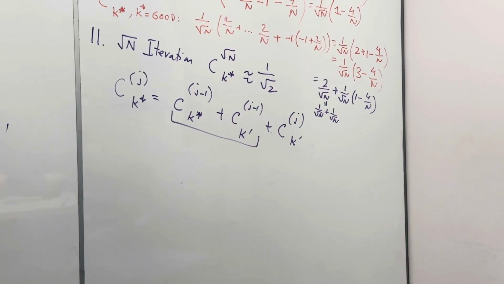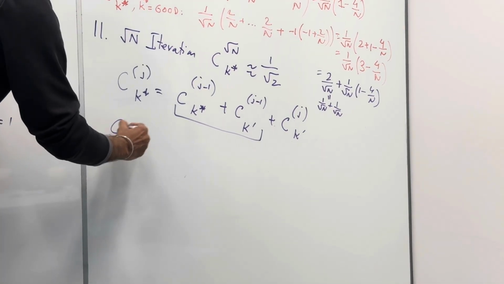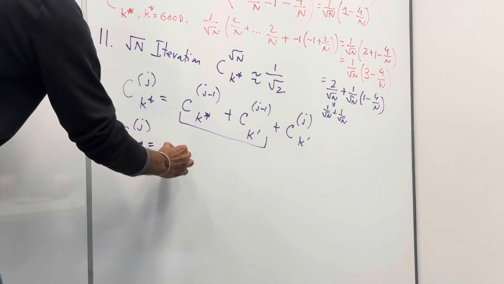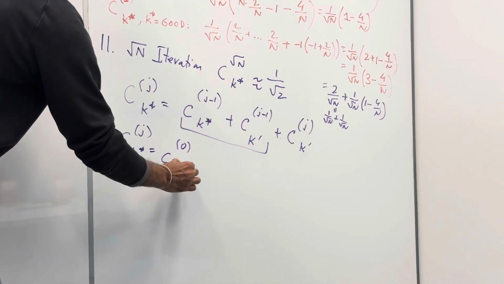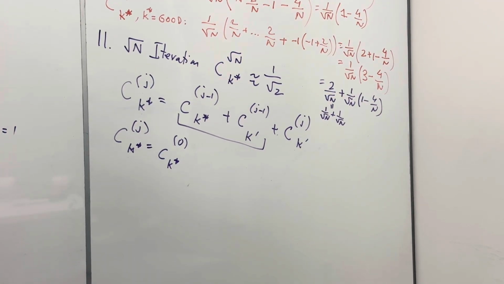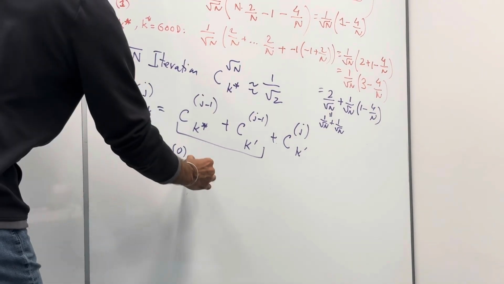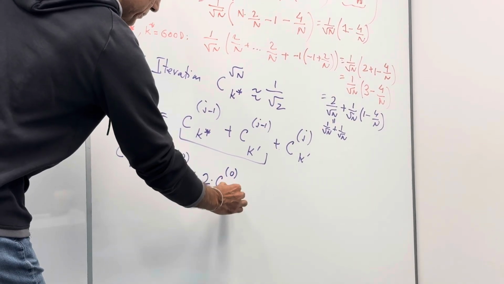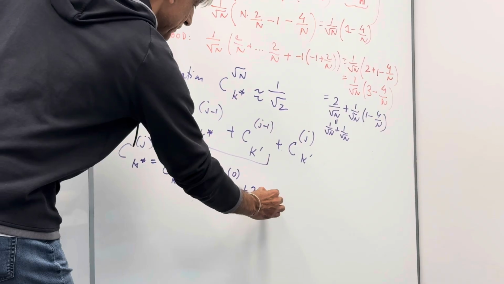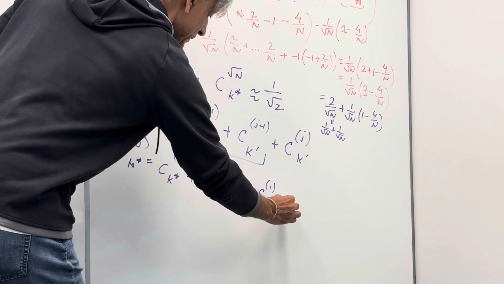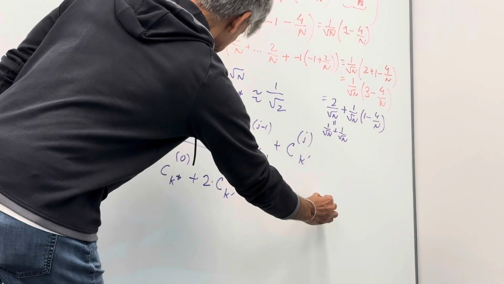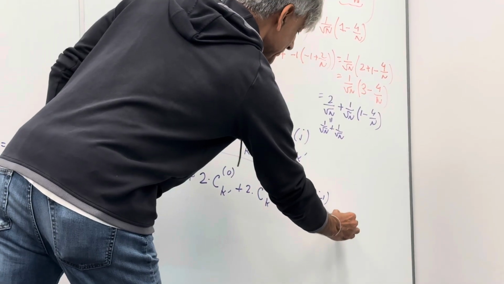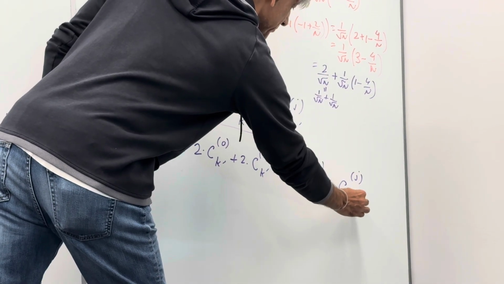What it is saying is, if you write this iteratively, Cj k star is C0 k star, its initial term, plus 2 times C0 k prime, plus 2 times C1 k prime, plus all the way C to the j minus 1 k prime 2 times, plus this k prime.